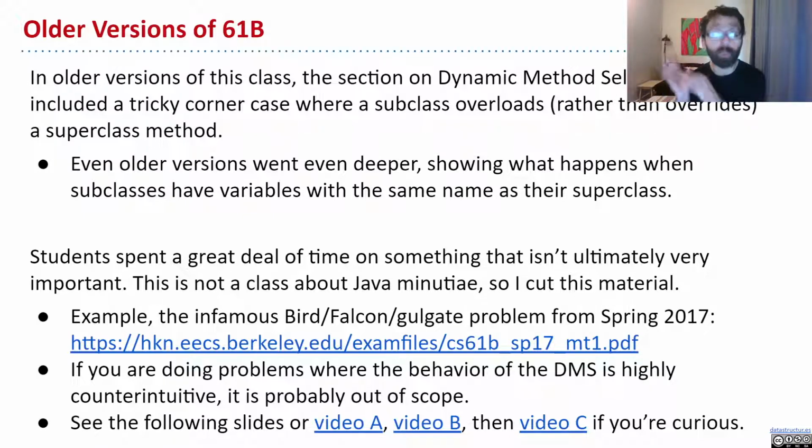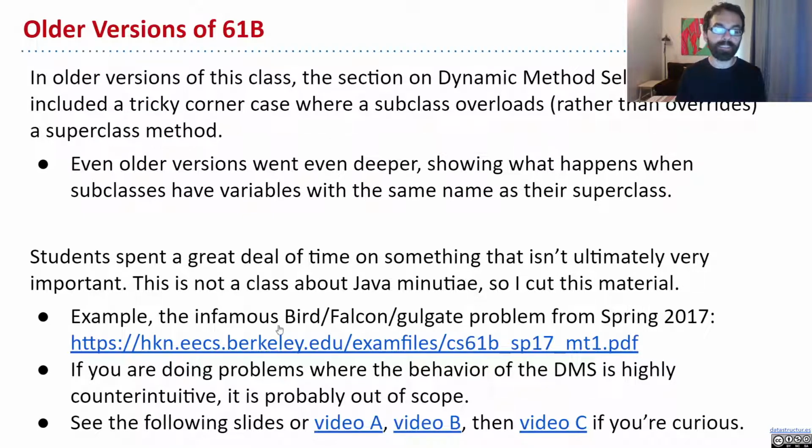Now, if you look at even older versions of the class, we went even deeper into other stranger corner cases, like let's suppose your superclass has a variable called x, and your subclass also has a variable called x. Or even worse, imagine that it's a static variable. And so the class would go through these, what I think of as Java minutiae, that I think can be interesting things for students to learn and even plausibly useful, but honestly, just not a great use of your time. So that's been cut out.